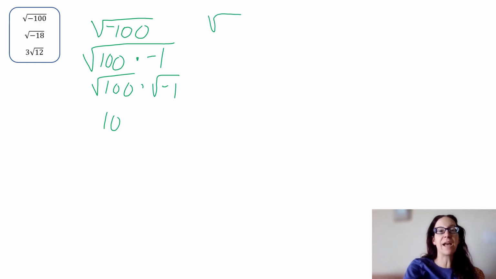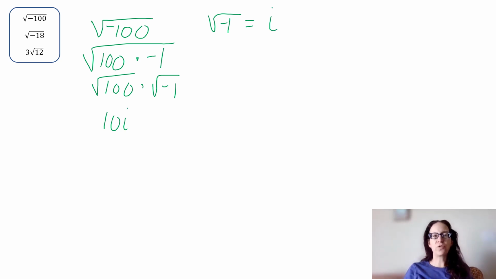Now, this one is actually intended to review your imaginary numbers. The square root of negative 1 is i. Therefore, the square root of negative 100 is 10i. Next one.